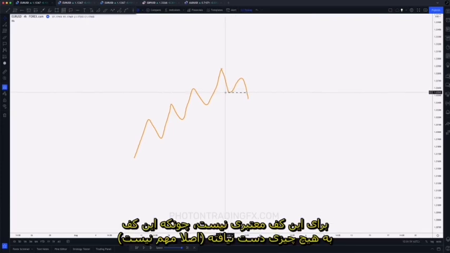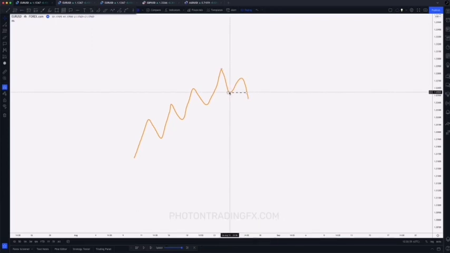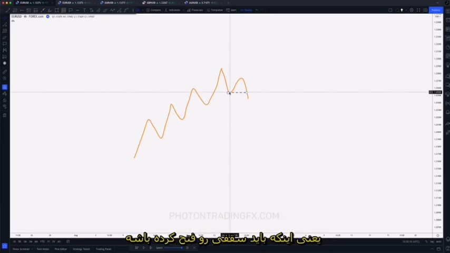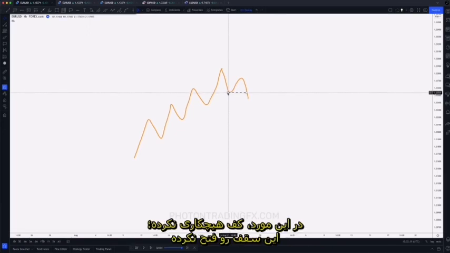The reason why this is not a valid low is because this low here, where my mouse is, did not achieve anything. Okay, so in a bullish market, for a low, the one that we care about to be significant, it needs to have done its job, so it needs to have taken out a high. In this instance, this low did not do anything. It did not take out this high.